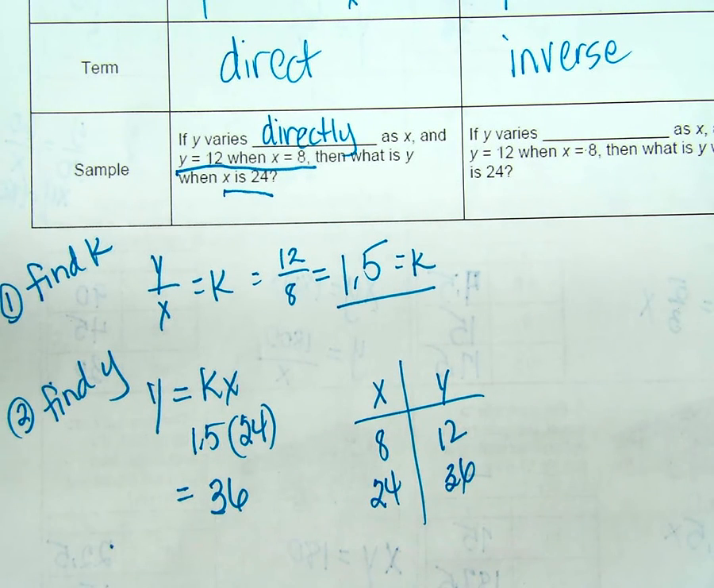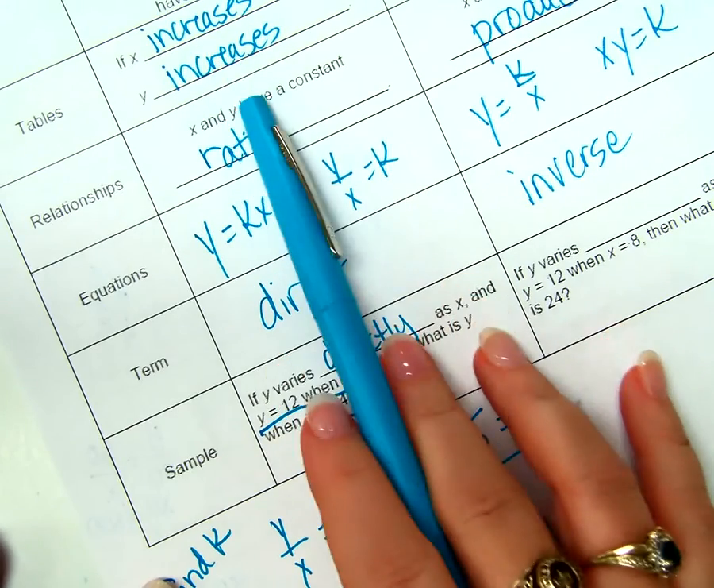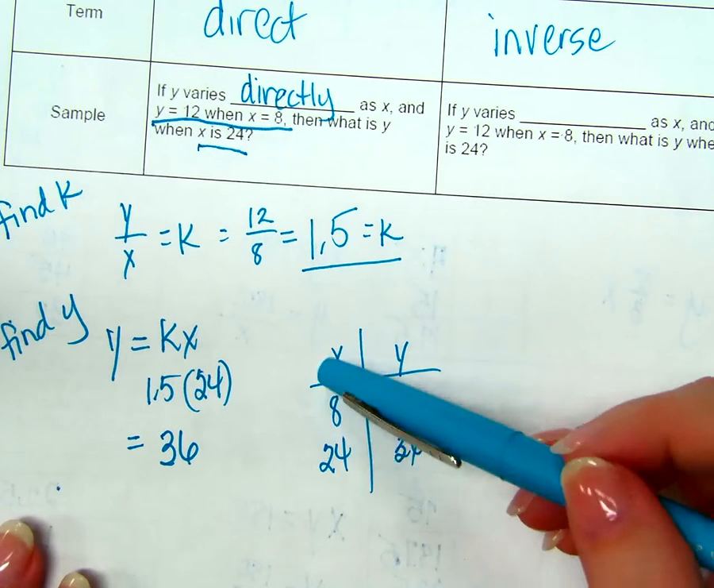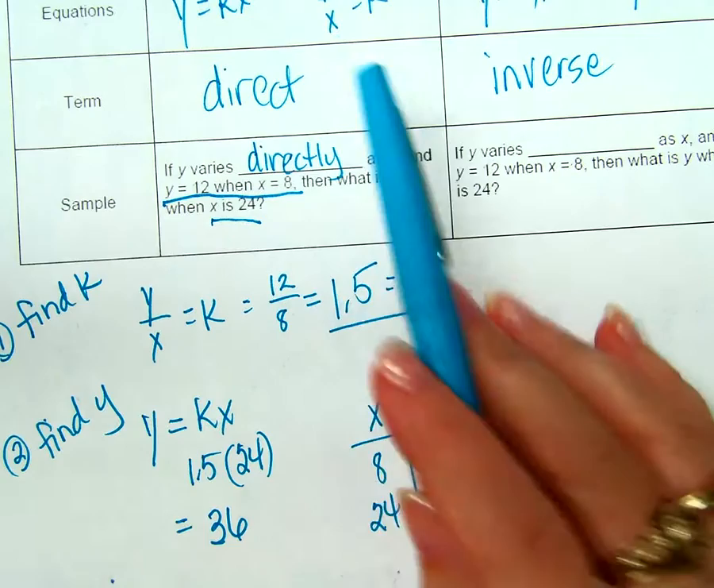Does that make sense? What's supposed to happen in direct variation with the table? They're both supposed to increase, right? Is x increasing? Is y increasing? Good. Do they have a common ratio?